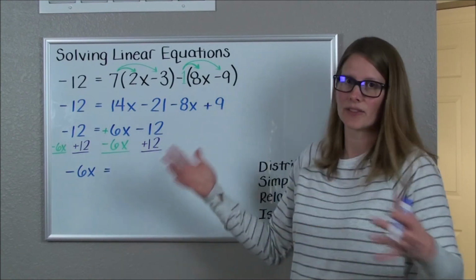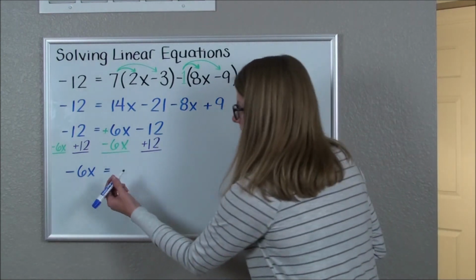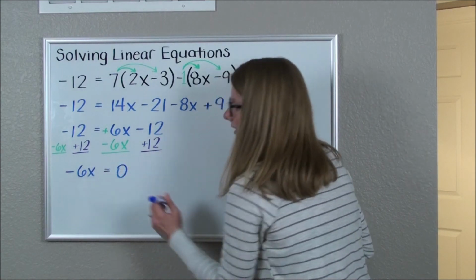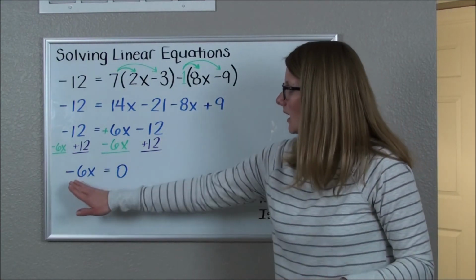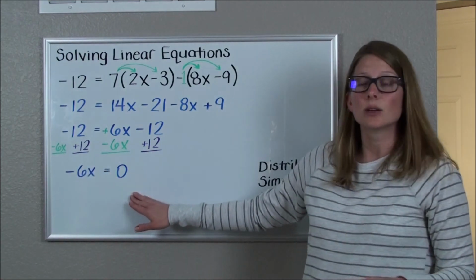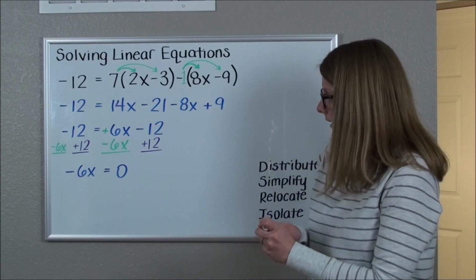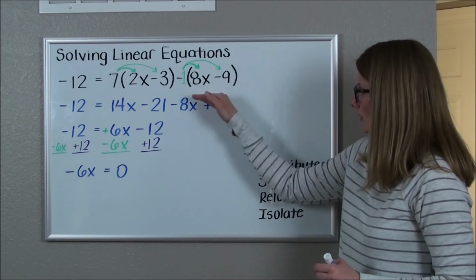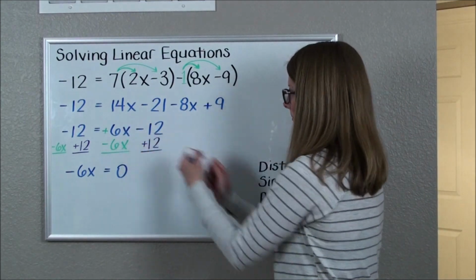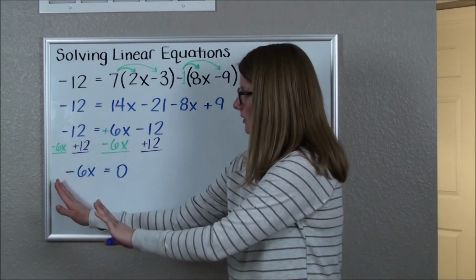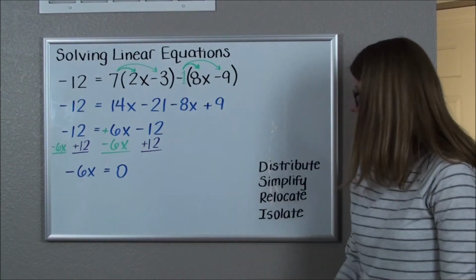Now I can't just have the right side be blank, so when I say it's gone, what I'm saying is that these are canceling each other out. Negative 12 plus 12 is just 0. So we've got negative 6x on one side, we've got 0 on the other. So I've done my distribution, I've done my simplifying by combining like terms, I've relocated letters to the left and numbers to the right, and now I need to isolate.